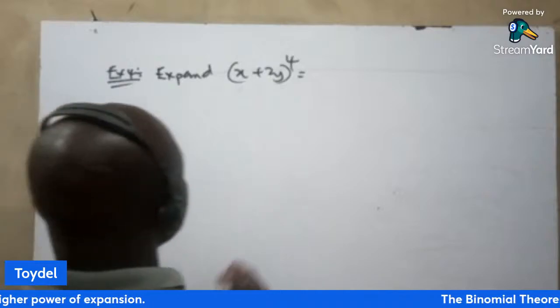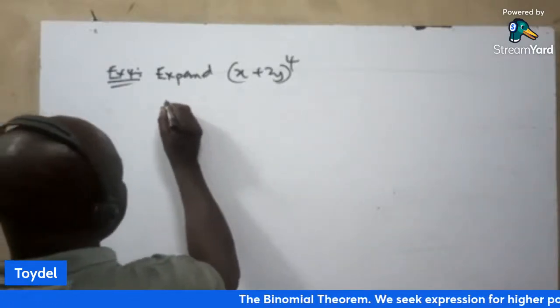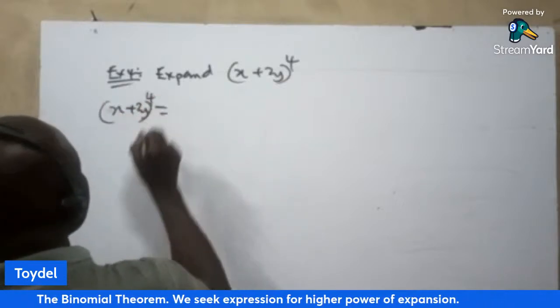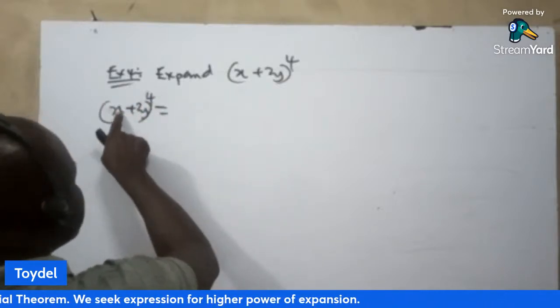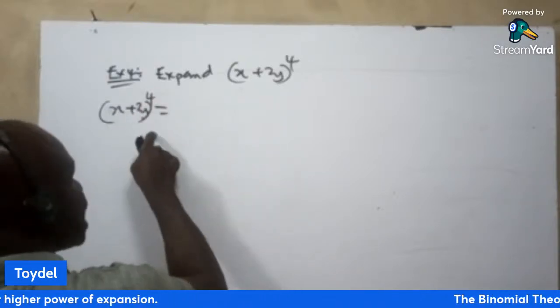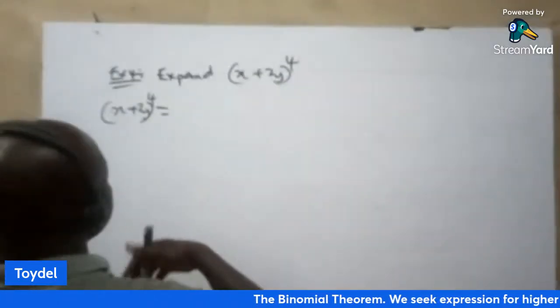So in this case, how do we expand this? Of course, this is what we are going to get: x plus 2y raised to power 4. The first term will be decreasing with this, while the other will be increasing with this. But how do we get the coefficients that we got using Pascal's triangle in the first example?